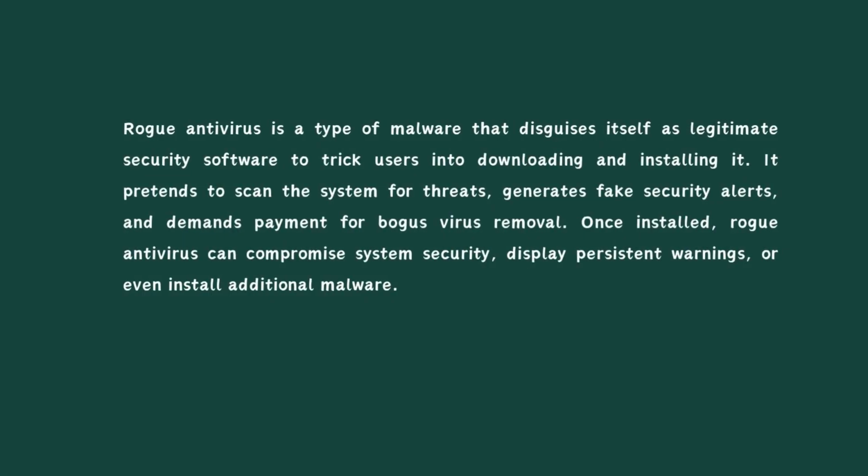Rogue antivirus is a type of malware that disguises itself as legitimate security software to trick users into downloading and installing it. It pretends to scan the system for threats, generates fake security alerts, and demands payment for bogus virus removal. Once installed, rogue antivirus can compromise system security, display persistent warnings, or even install additional malware.